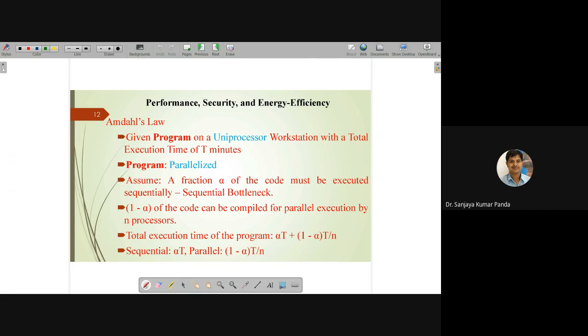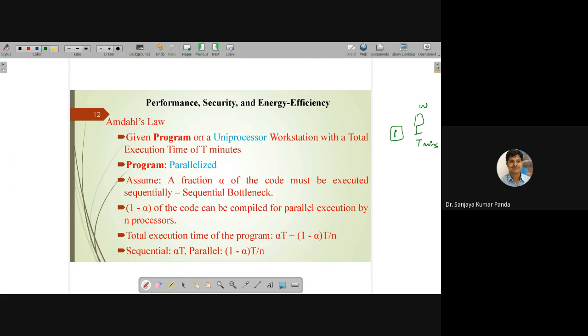But let's assume that the program is a parallelized one. If it is sequential, it's okay. It is taking 3 minutes of time. You have a program P, you want to execute it on a workstation W, so it is taking T units of time, anytime. So here we consider the time unit is t minutes. The program can also be parallelized. All the lines are not sequential, right? Some lines are sequential, some lines are parallel, right?